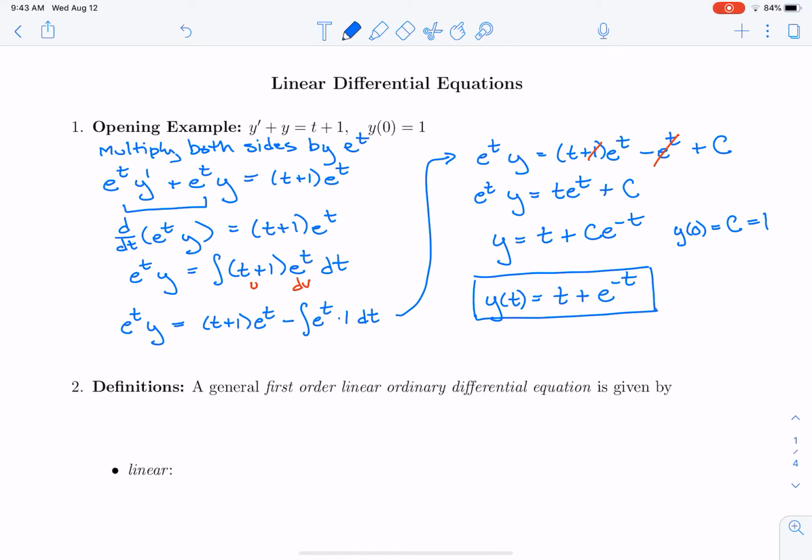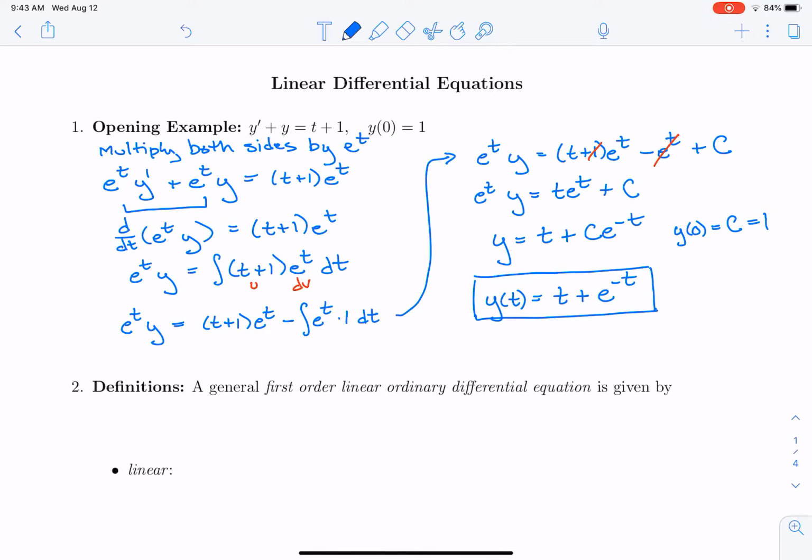But for now, we've solved this linear differential equation. But hopefully, you've had some questions along the way. One of these questions is, why is this differential equation called linear? Another question is, why did I multiply both sides by e to the t? How did I know that that was going to allow me to rewrite the left-hand side using a product rule?